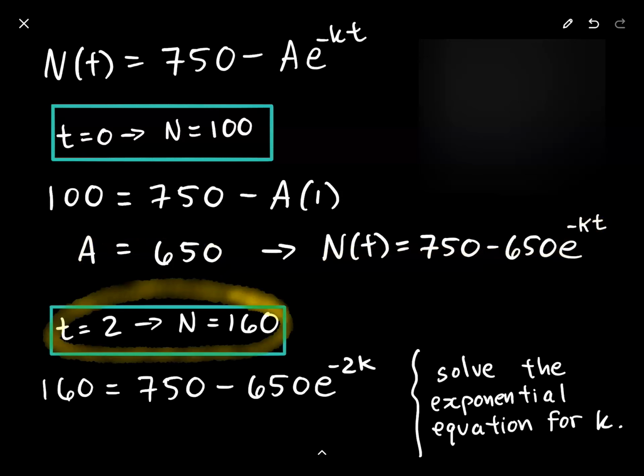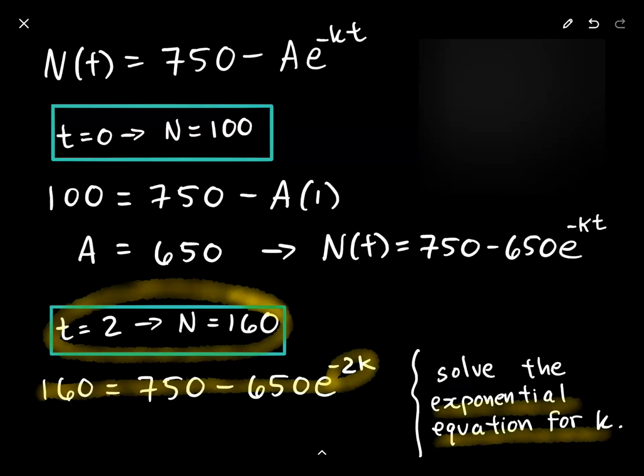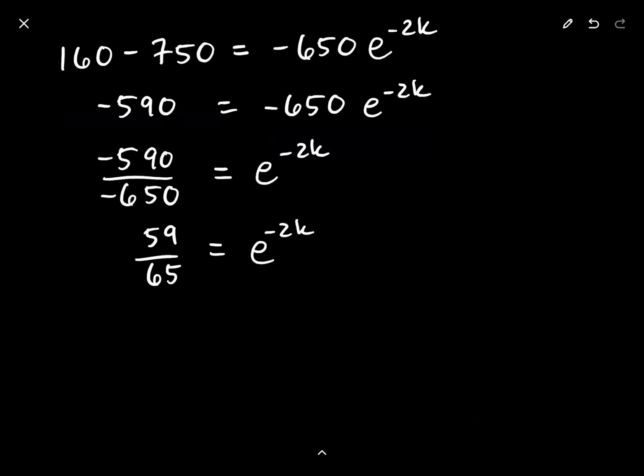The second condition, n is equal to 160. So 160 is equal to 750 minus 650 e to the minus 2k. So here we have an exponential equation. We can solve for k by isolating the exponential and then taking the natural logarithm of both sides. So 160 minus 750 is minus 590. Next we'll divide by minus 650. The negative and negative will cancel, and we can also cancel the common factor 10 in the top and bottom. So e to the minus 2k is equal to 59 over 65.